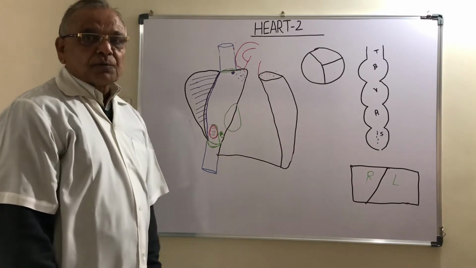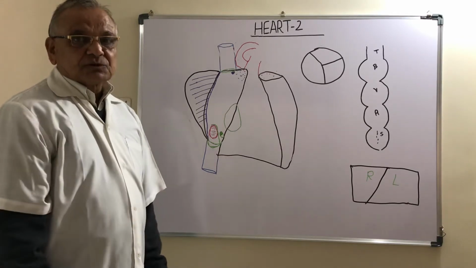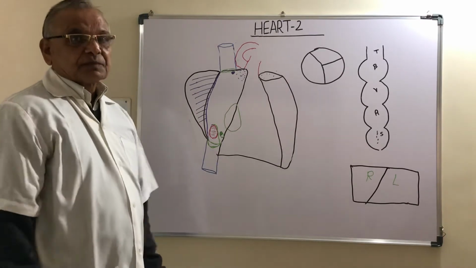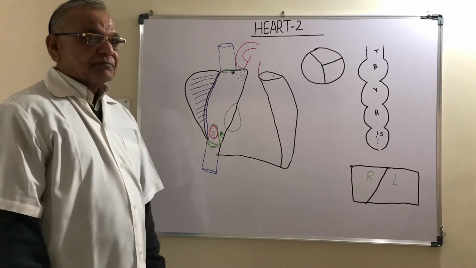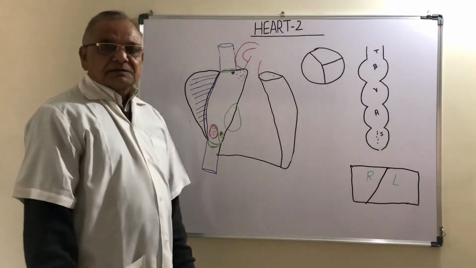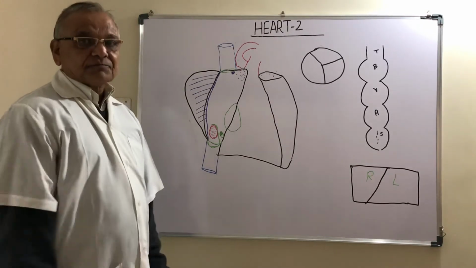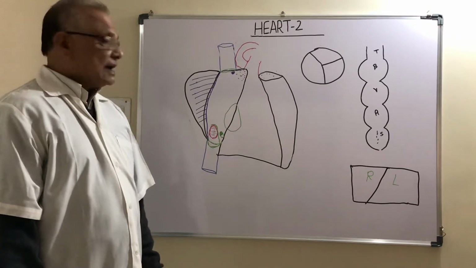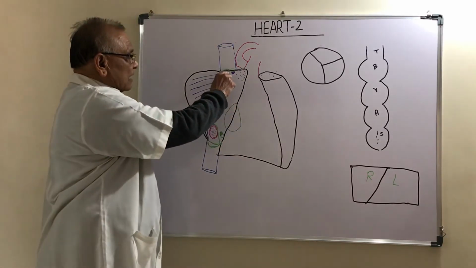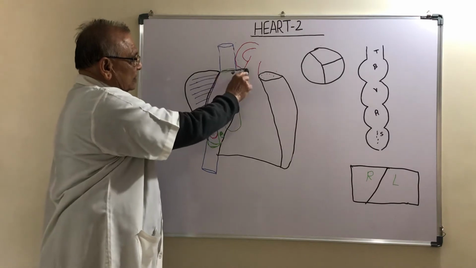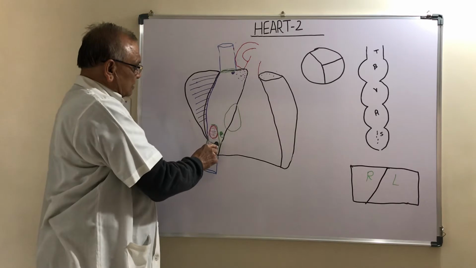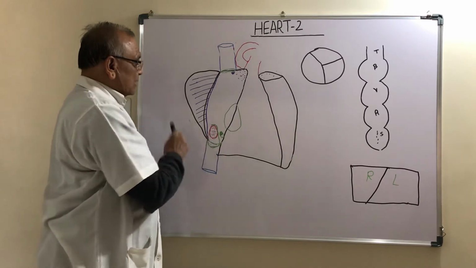Suppose we want to open the right atrium and see the interior of the right atrium. To open the right atrium, you put an incision on the right atrium with the help of a knife, and this incision runs along the upper border. It also follows the right anterior coronary sulcus up to the lower end of the right border.